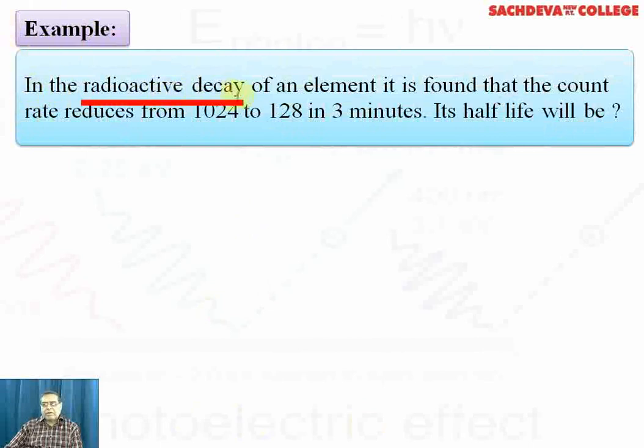In a radioactive decay of an element, it is found that the count rate reduces from 1024 to 128 in 3 minutes. So in 3 minutes, 1024 counts reduce to 128 counts. Normally the point to remember is, for this we use a GM counter, the Geiger-Müller counter, for counting the particles. The half-life we have to find. So the radioactive decay of an element is found to have a count rate reduced from 1024 to 128. So what should be the half-life of that particular radioactive sample?